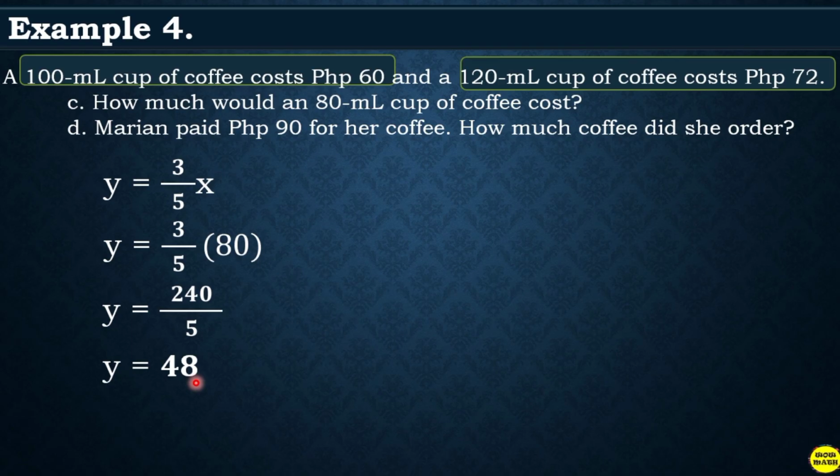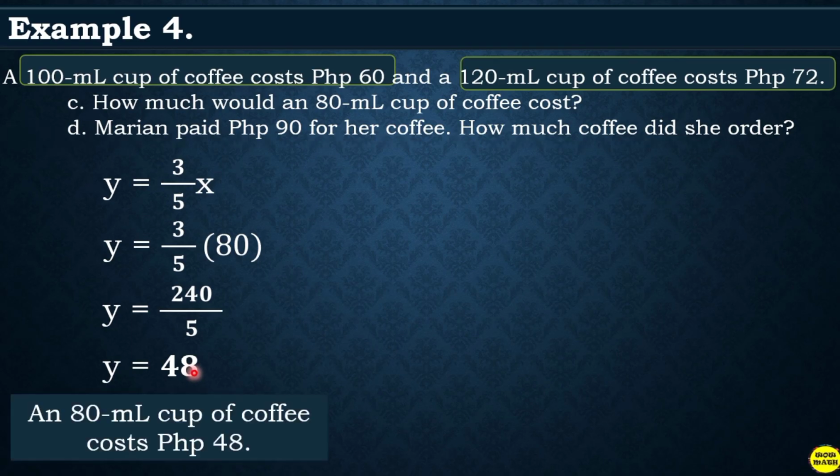Okay, so now, 48 is the cost of the coffee kapag meron kang 80 ml cup. Okay, so an 80 ml cup of coffee cost 48 pesos. So, yun po ang babayaran niya kapag ang coffee niya ay 80 ml.